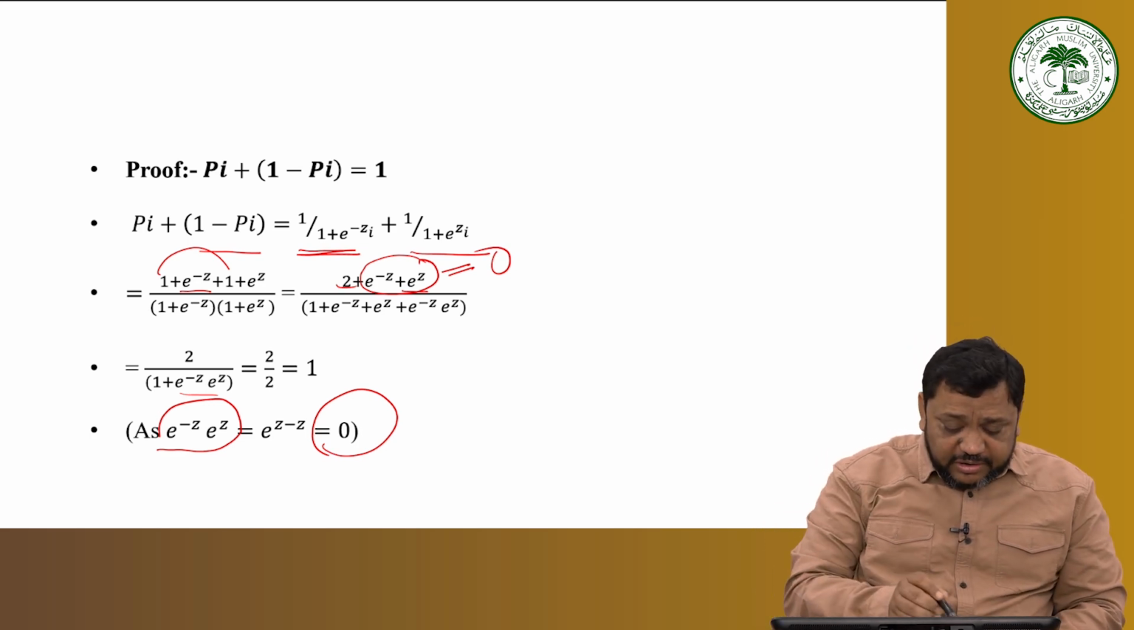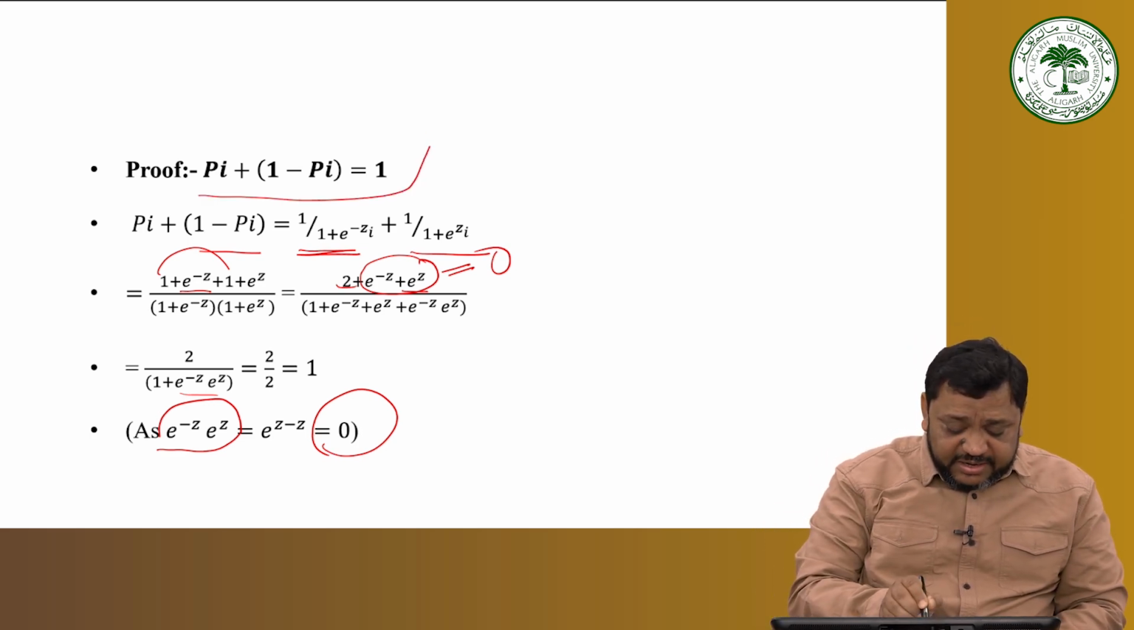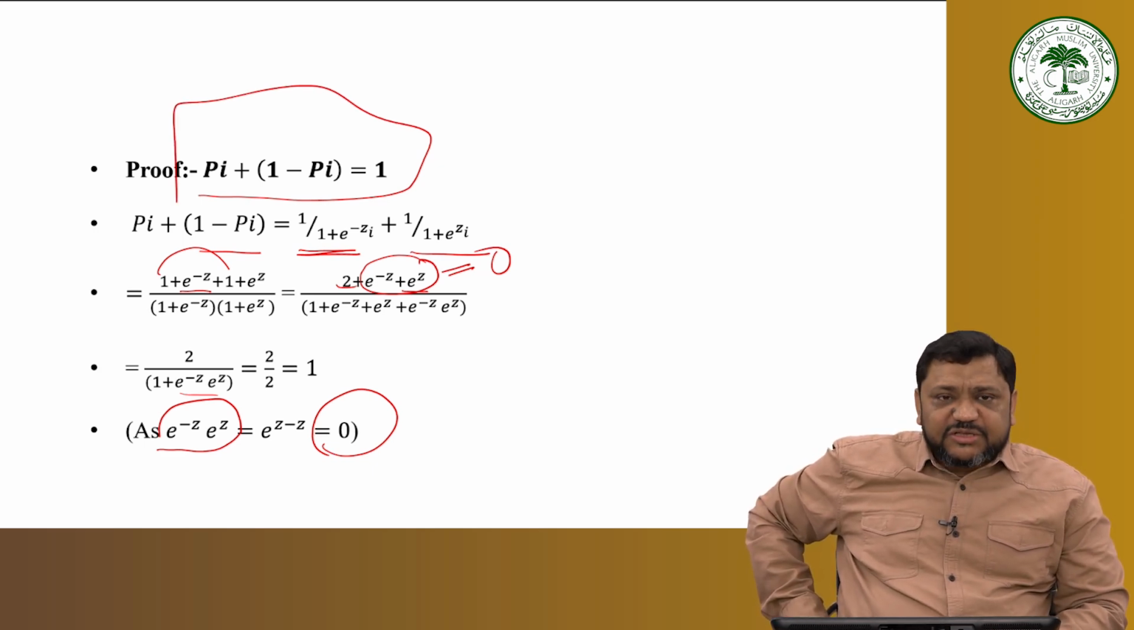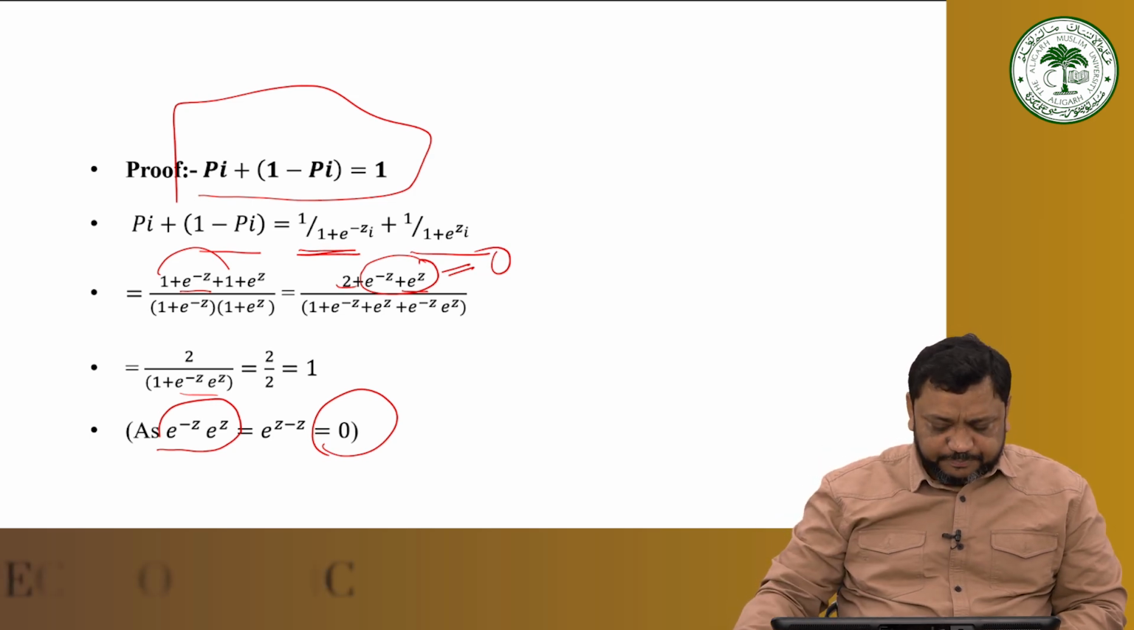So now, what is the probability? The probability, that is pi plus 1 minus pi, is equal to 1.